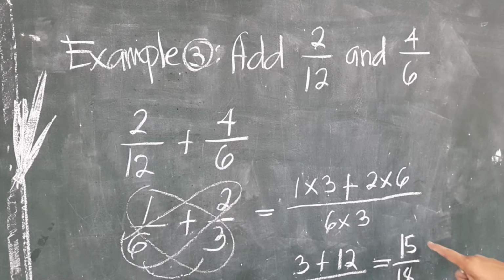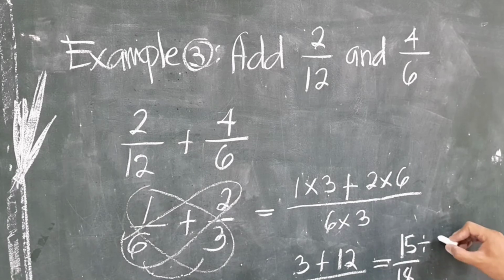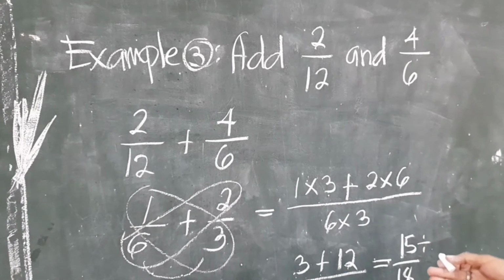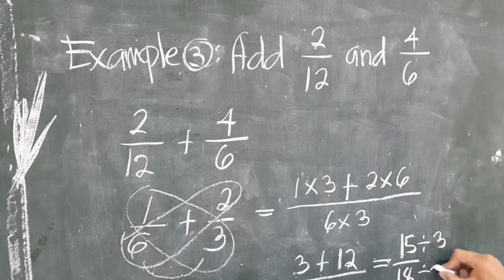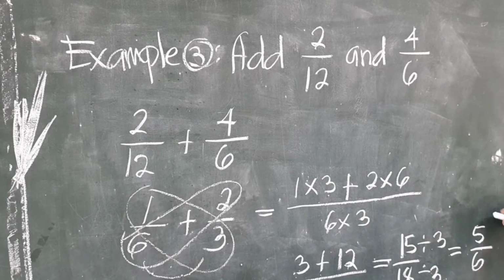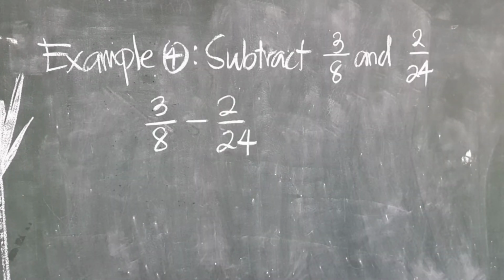As always, we're going to reduce this into simplest form. So divide both numerator and denominator by the greatest common factor, which is 3. So we have 15 divided by 3, which is 5, and 18 divided by 3, which is 6. So our final answer now is 5 over 6. Okay, let's have example number 4.